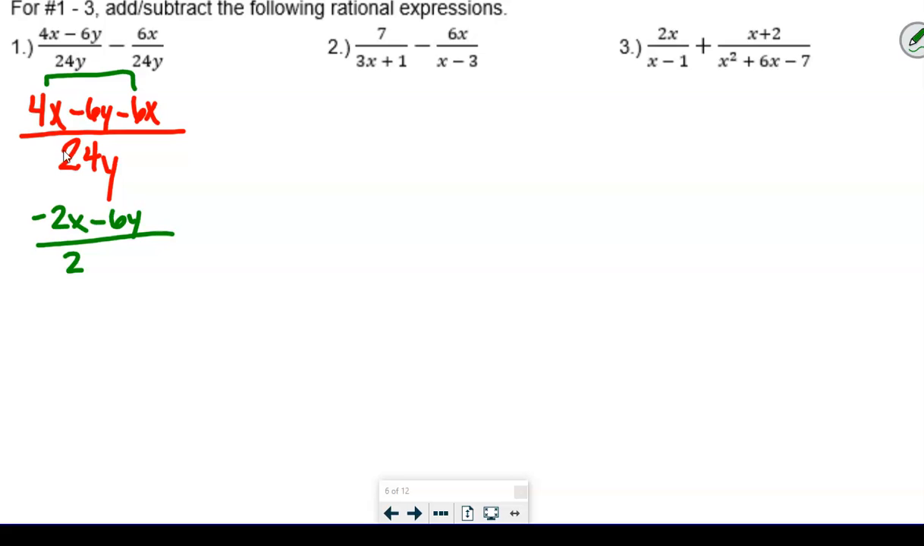So now here's the deal I need you guys to see: every term in this expression is divisible by 2. Do you guys notice that? So that means we can reduce everything in this expression by 2. So it's going to be negative x minus 3y over 12y. Now the reason we cannot divide everything by y is because every term does not have a y. So this is our final answer, okay?